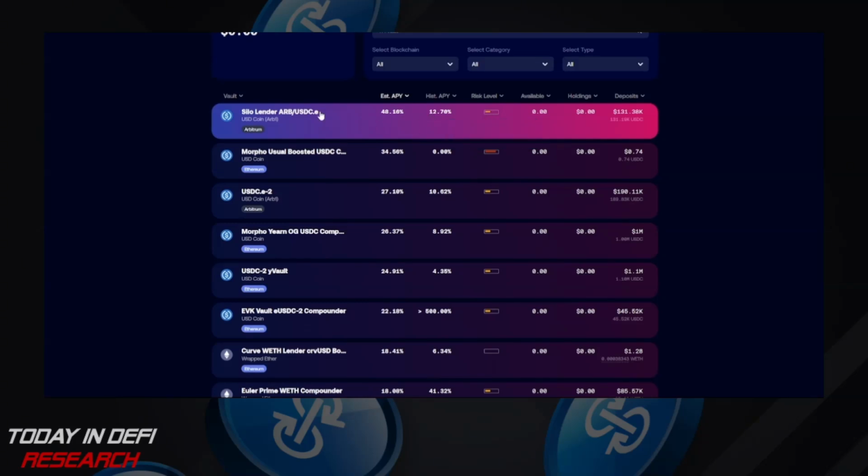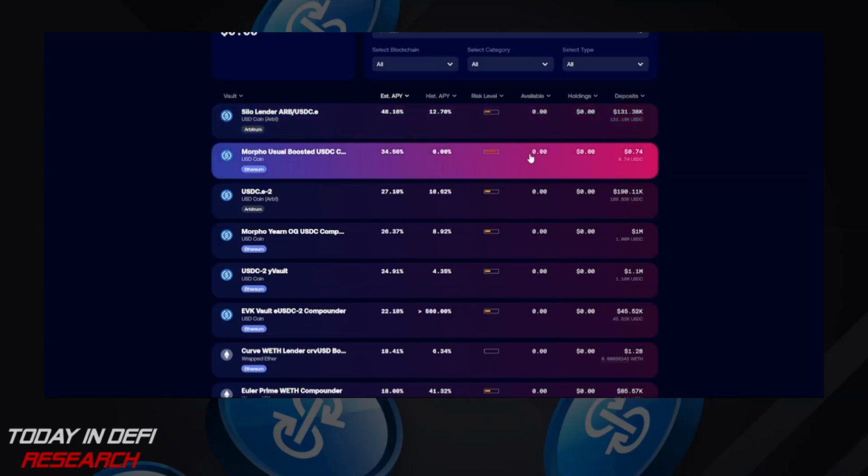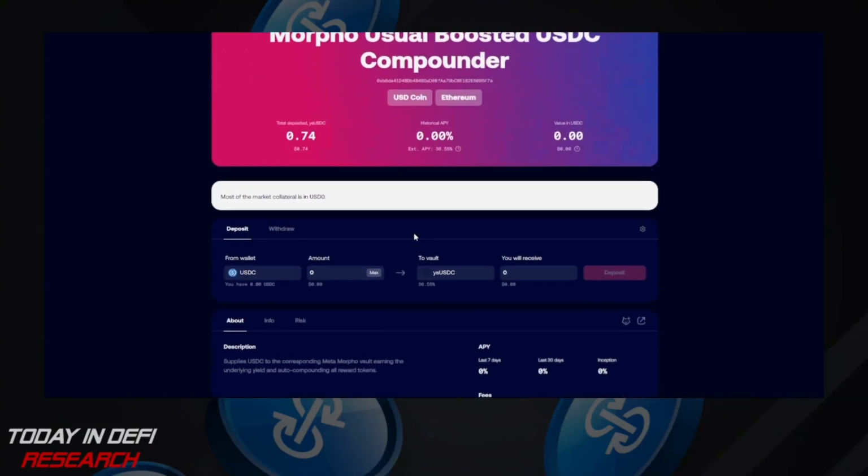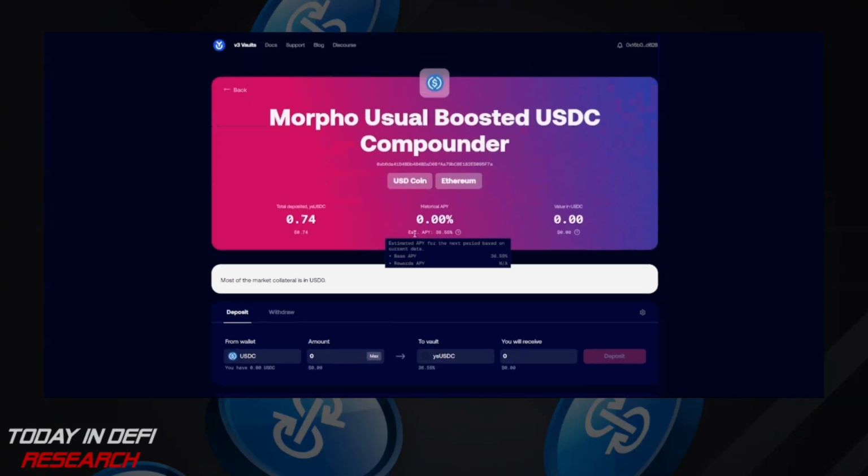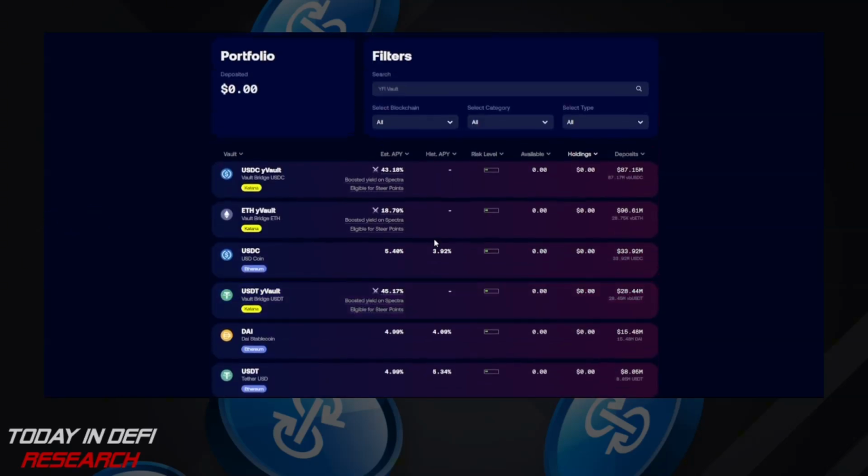Why? Because ARB, this Arbitrum token, is quite volatile. So this might trigger more liquidations, and if the liquidity is not deep enough, it will become a problem later on. Same here for Morpho, the Usual boosted USDC. I think in this USDC compounder they're routing our funds into more volatile markets using Usual tokens as collateral. So yeah, you need to check the risk level, because this risk level is really, really important.